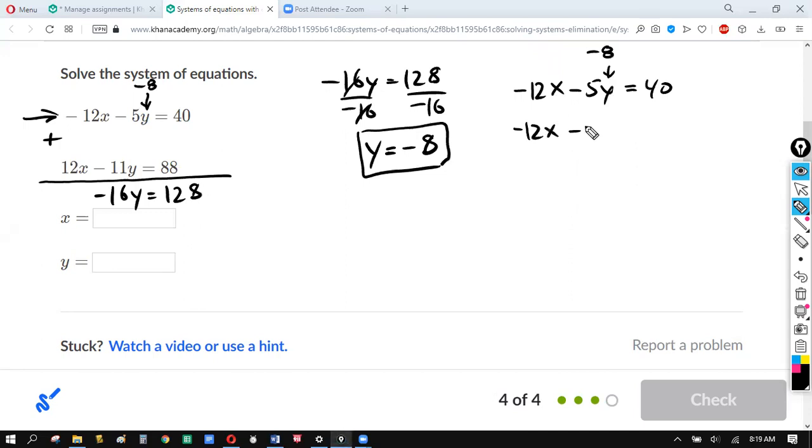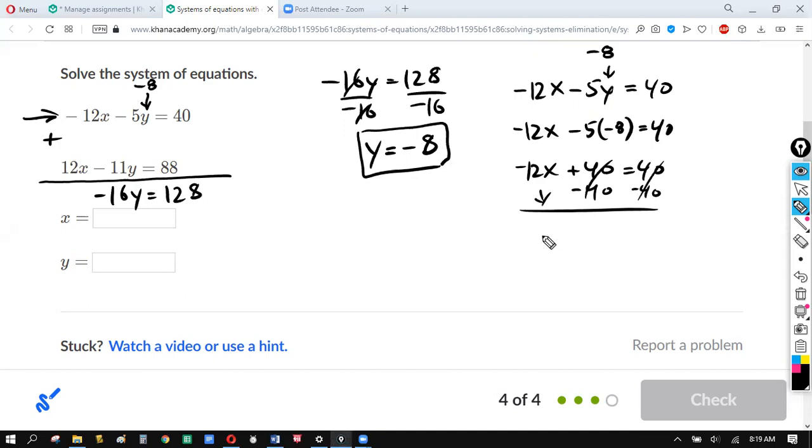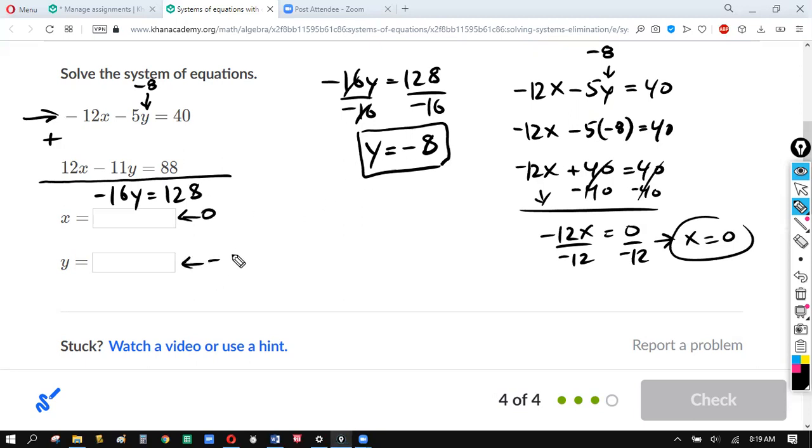Okay, negative 12x minus 5 times negative 8 equals 40. Negative 12x plus 40 equals 40. And when you subtract 40 from both sides, it's going to cancel on both sides in this case. So negative 12x equals 0. And when you divide both sides by negative 12, we get 0. So x equals 0 and y equals negative 8. Just put them in the box.